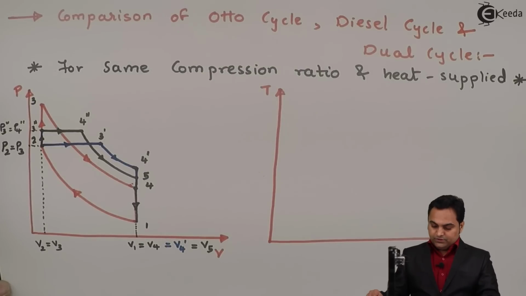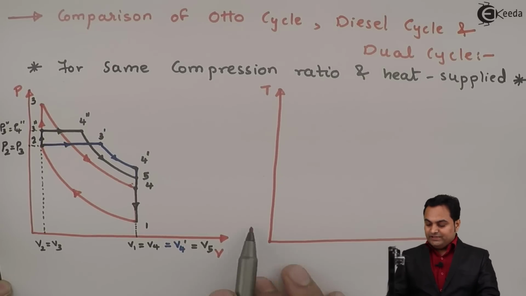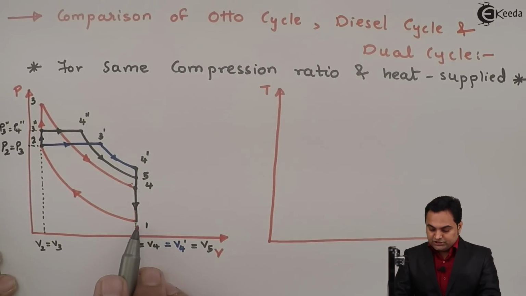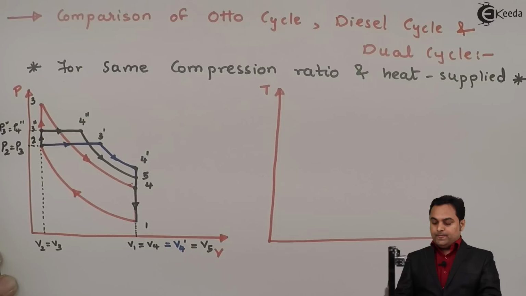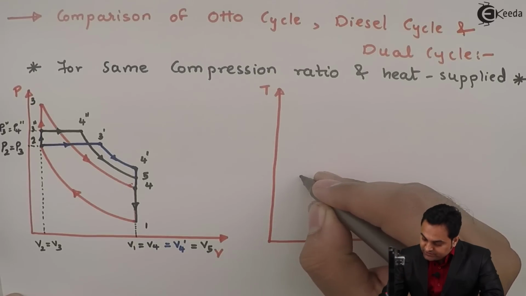Now here after drawing the PV diagram, next I'll show these cycles on TS diagram as well. So starting with Otto cycle, the first process is isentropic compression. So it will be shown on TS diagram with the help of a vertical line.